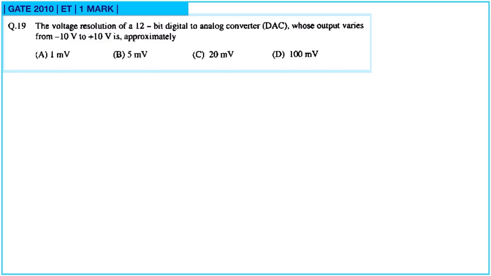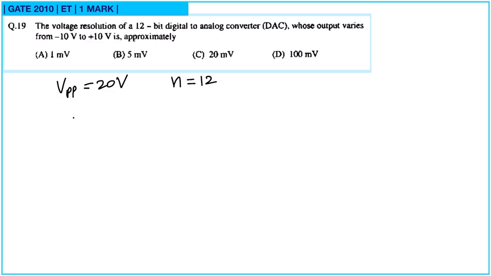Question 19. The voltage resolution of a 12-bit digital to analog converter whose output varies from minus 10 volt to plus 10 volt is approximately. Here voltage is changing from minus 10 to plus 10 volt, so V peak to peak voltage will be 20 volt, and the number of bits n is equal to 12.